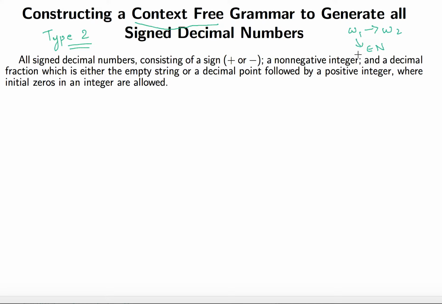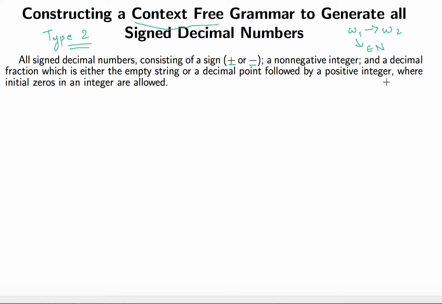Okay, now let's start. So what are the conditions? I mean, how does a typical signed decimal number look? So it consists of a sign, which is plus or minus, right? This is the first thing. Then we have a non-negative integer, which means we should have plus 0 point something or plus 5 point something or plus 74 point something or plus 7,477 point something and so on.